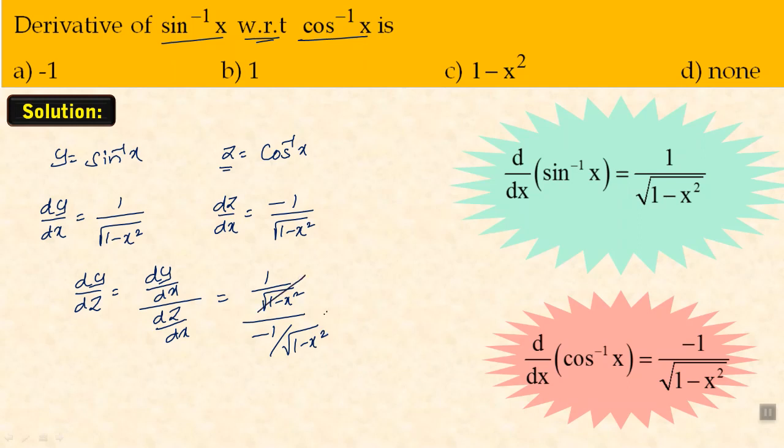Here root of 1 minus x square gets cancelled, is equal to minus 1. Therefore the answer is option A.